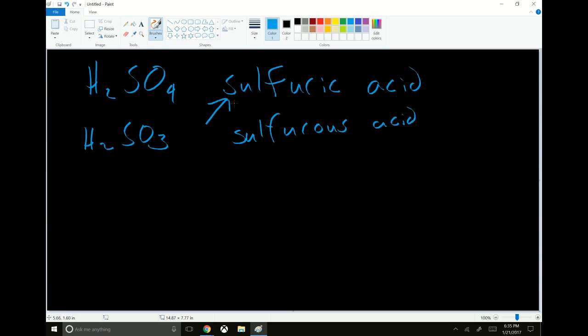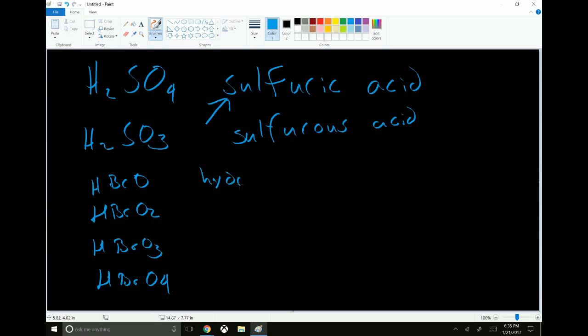Sulfuric acid, we use it all the time in lab. It's a strong acid. Sulfurous is a weak acid. We don't use it nearly as much. But you also have HClO. Actually, we already looked at a bit of that. So let's go with bromine. HBrO, HBrO2, HBrO3, and HBrO4. So they all start with hydrogen in their solid forms is what we're starting with.